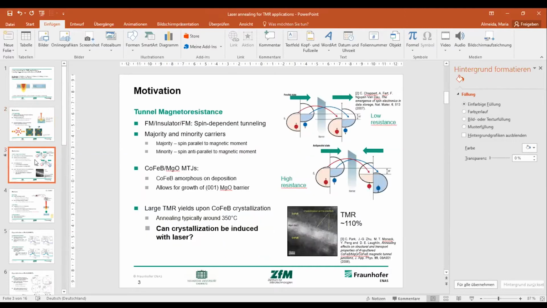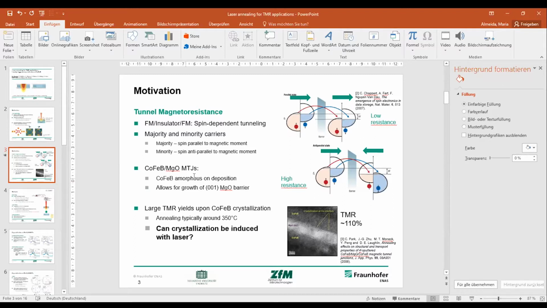And so now the next step is to use the laser method to crystallize the cobalt iron boron, as I discussed, to induce the crystallinity that is required to have coherent tunneling in cobalt iron boron MgO magnetic tunnel junctions.